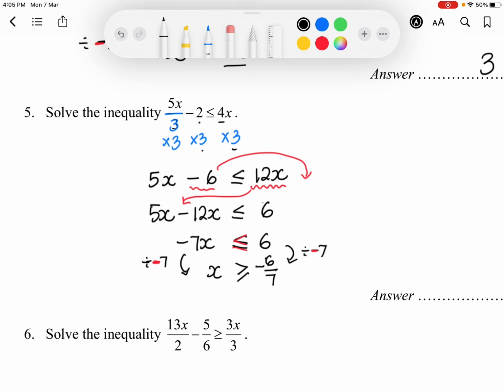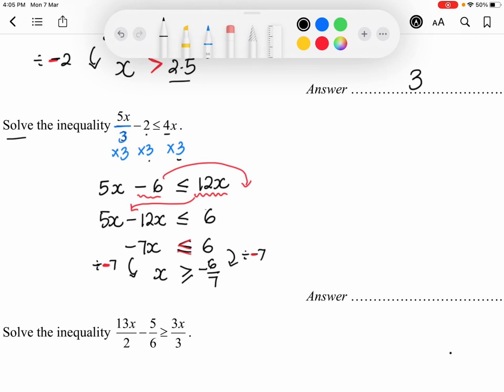Okay, the question says solve the inequality. So in my answer blank, I need to write the whole inequality. There's a range of answers, not just one number. If you write only negative 6 over 7, it will not be correct. You write the whole inequality inside.